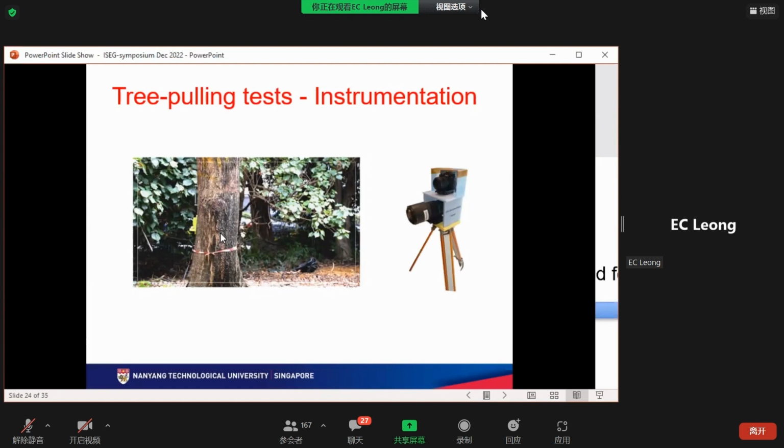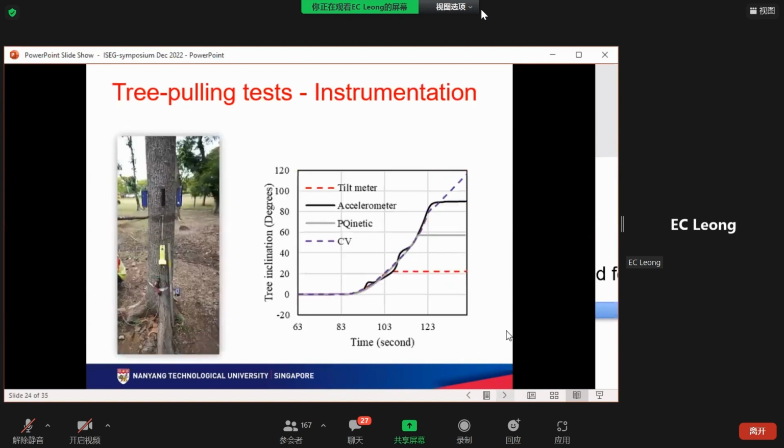On top of that, we actually have markers put on the tree. These are being recorded by the camera system, which is at a short distance away, about 10 to 50 meters. These markers allow us to track the movement of the tree as the tree pulling is in progress.